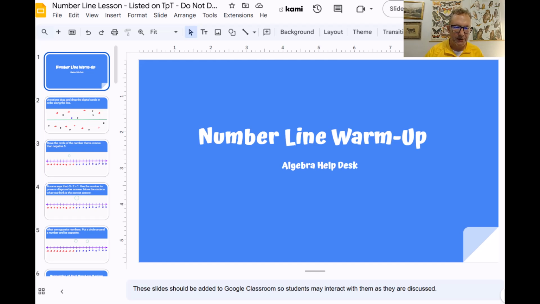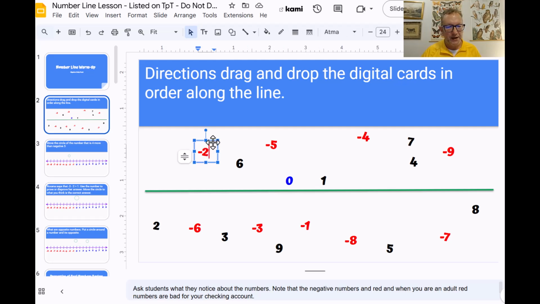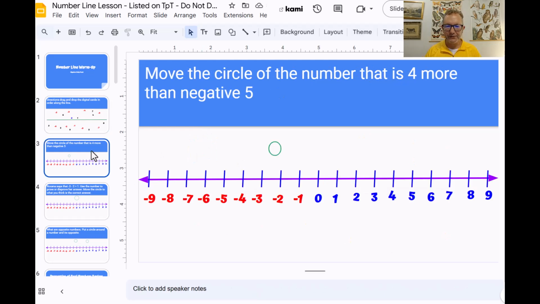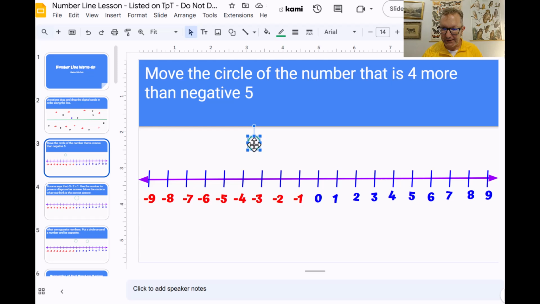So let's look at our number line slide deck. It starts off with the warm-up. And if you wanted, you could add this warm-up to your Google Classroom. Students can move this around and make a number line here. Then we also have a few other questions. They can say, here, move the circle that is 4 more than -5. So they get to interact with it, or you could print them off and pass them out. It's totally up to you.